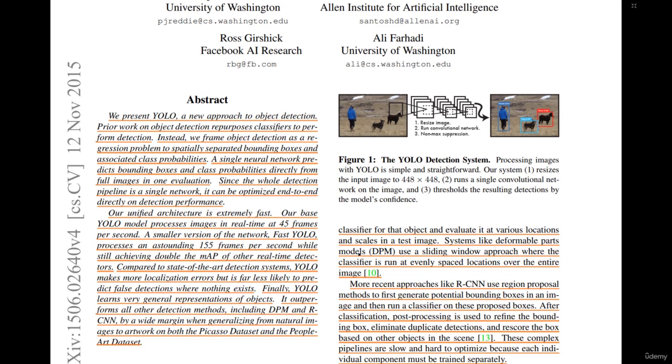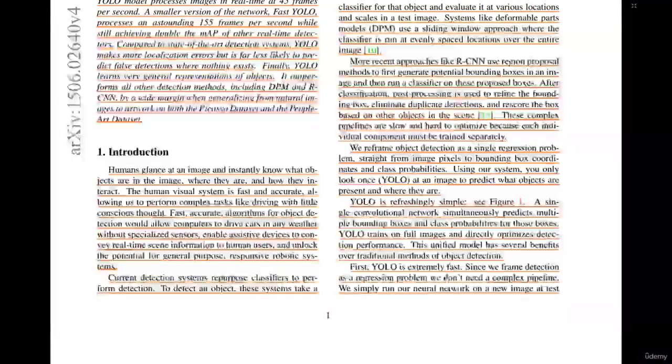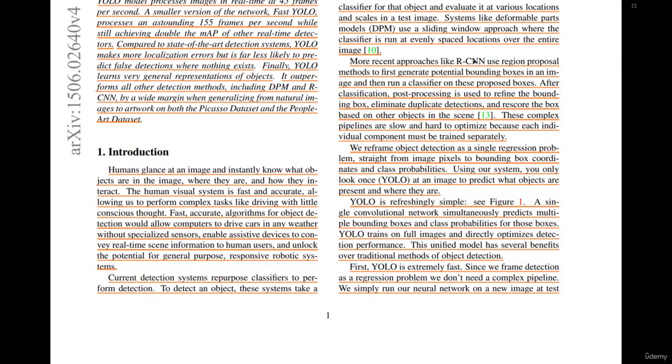Systems like the deformable parts models use a sliding window approach where the classifiers run at evenly spaced locations over the entire image. So we've seen that already. Now, more recent approaches like the RCNN, this is another very popular approach which is used up to today, use region proposal methods to first generate potential bounding boxes in an image and then run a classifier on these proposed boxes.